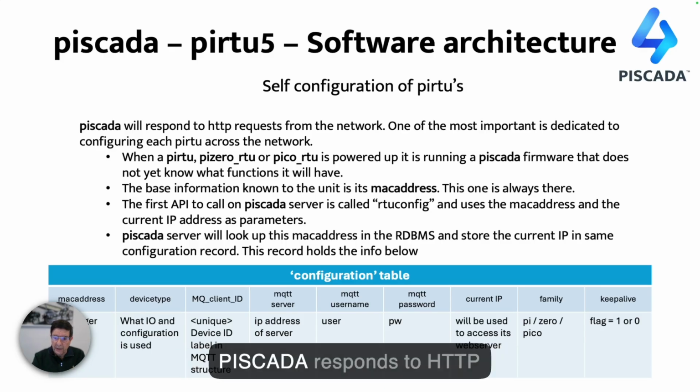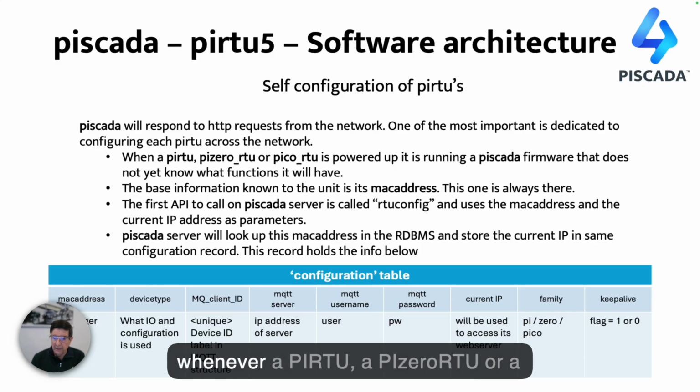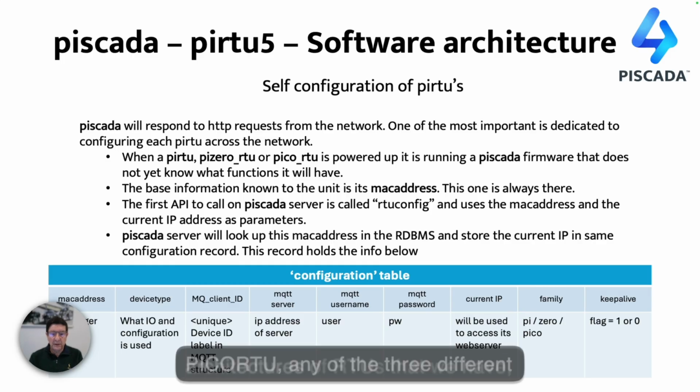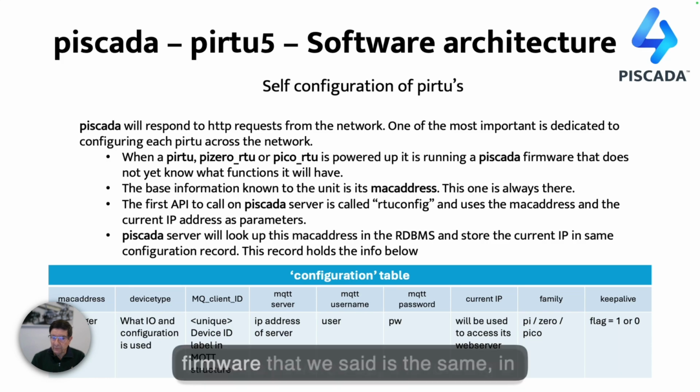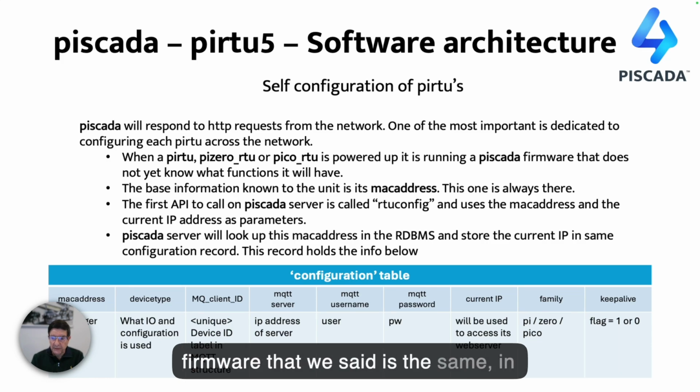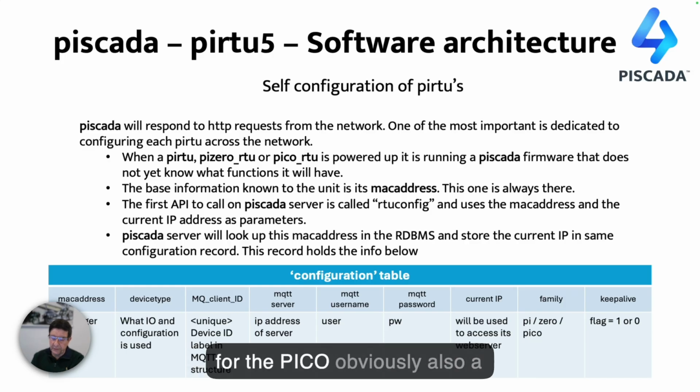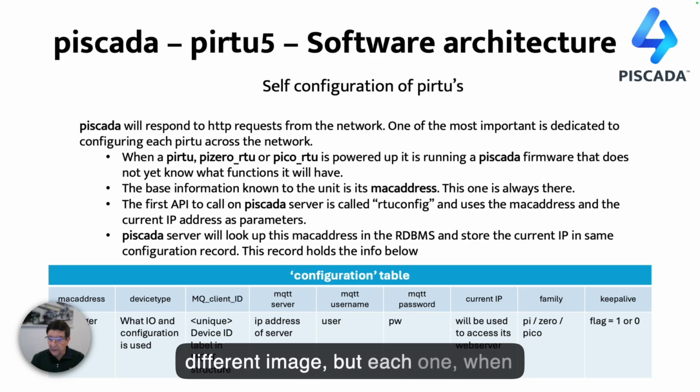As we've seen in the architecture, piscada responds to HTTP requests from the network. Whenever a Pi RTU, a Pi 0 RTU, or a Pico RTU, any of the three different architectures of RTUs that we have, is powered up, it is running a firmware that is the same for all units of a type: one image for the Pi RTU, a different image for the Pi 0, and obviously also a different image for the Pico. But when they wake up, they don't know yet what functions they're going to have, what boards they have installed, and how it's going to work.